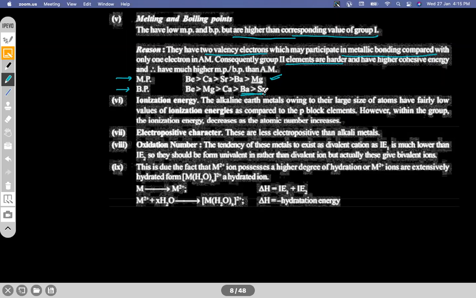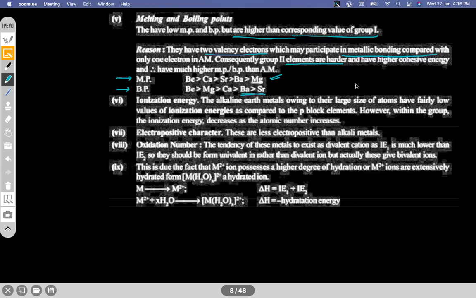Okay, ionization energy, if you see, it is obviously the ionization energy of alkaline earth metals is more than that of alkali metals because of stable s2 configuration. But when you compare this with p block elements, then the alkaline earth metals, because of their large size, because left to right, if you go, size decreases, have fairly low values of ionization energies as compared to the p block elements. However, within the group, the ionization energy decreases as atomic number increases.